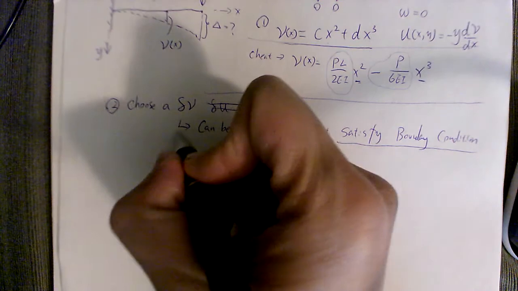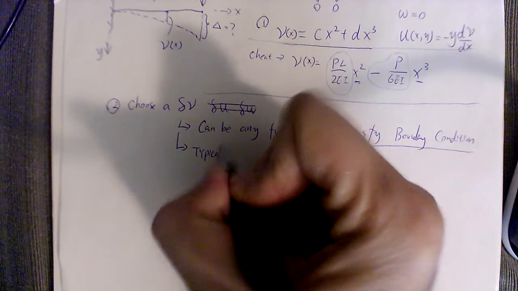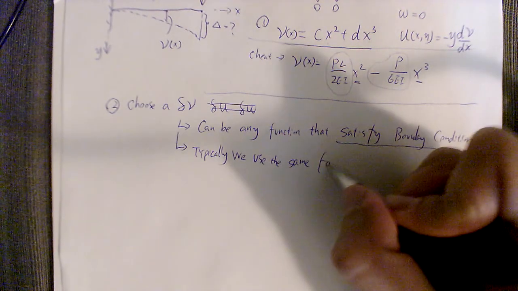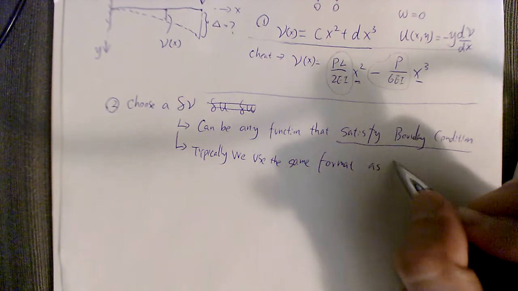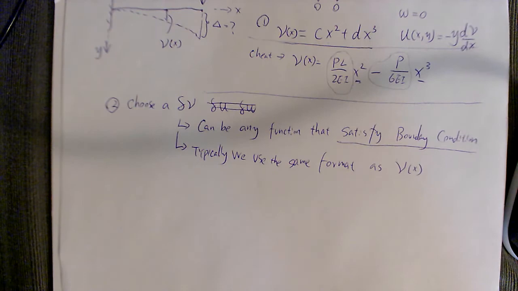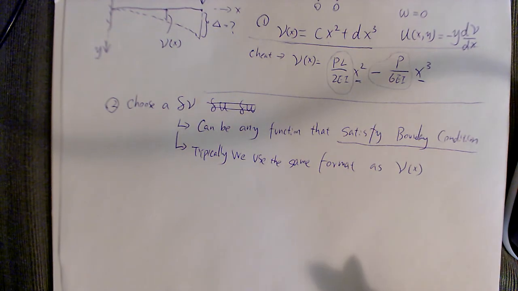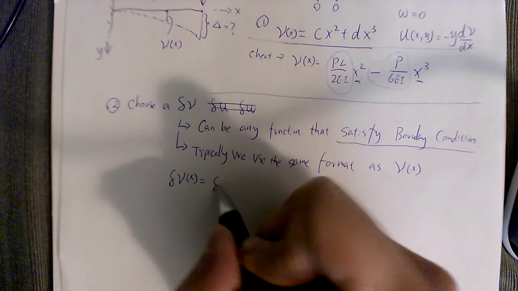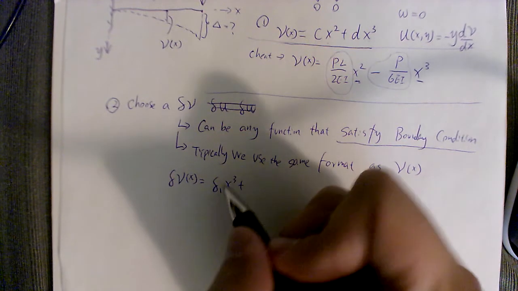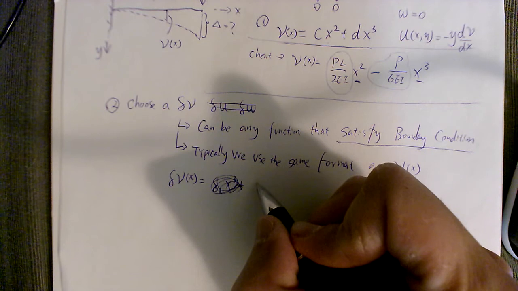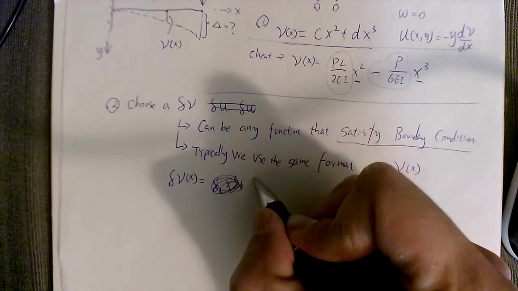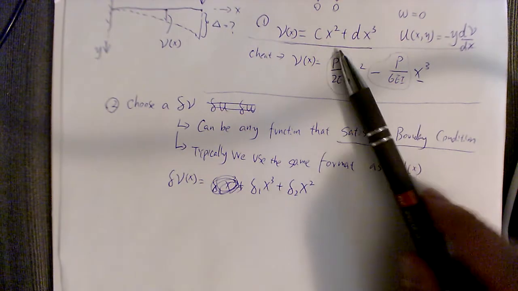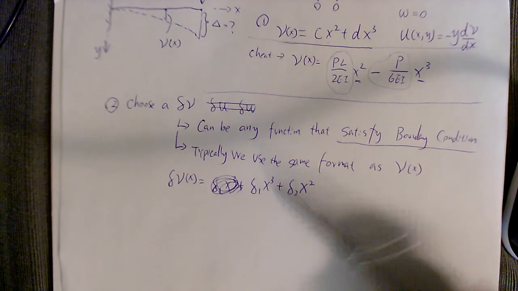And then you don't have to use it, but typically we use the same format as the real displacement. But then you say they're different. Well, yes. So what we're going to do is say the virtual displacement function is simply virtual 1 x third plus virtual 2 x second. Not exactly the same, but you've got 2 terms, so they're about the same.